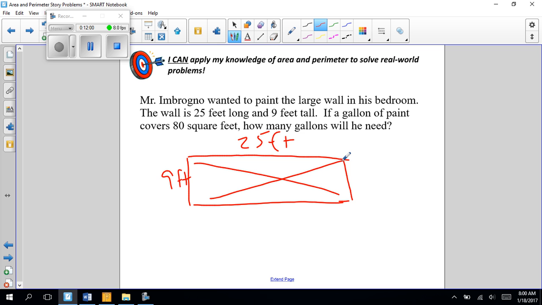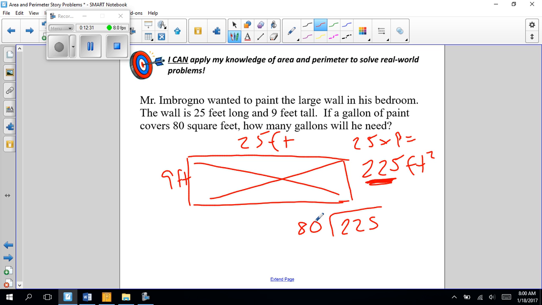So if I do my length times width, 25 times 9, that gives me 225. So I have 225 feet squared. I know that 1 gallon of paint covers 80 square feet. I have this many square feet, so I need to figure out how many 80s go into that. So I'd be doing 225 divided by 80.